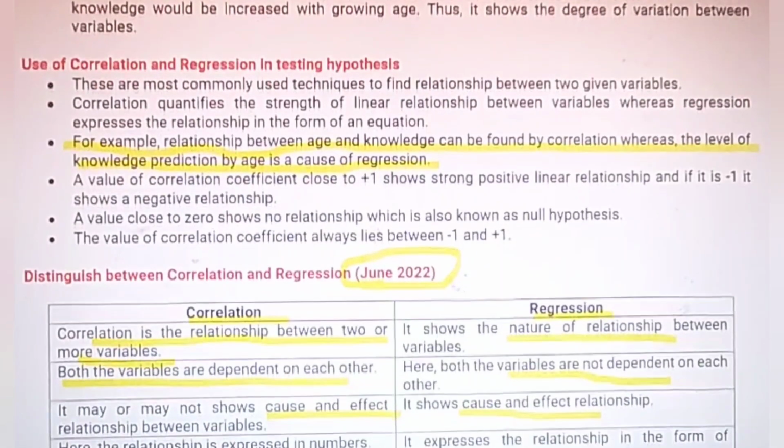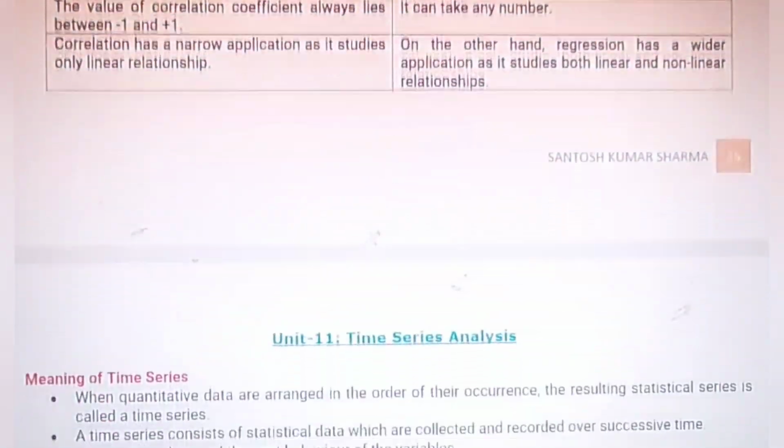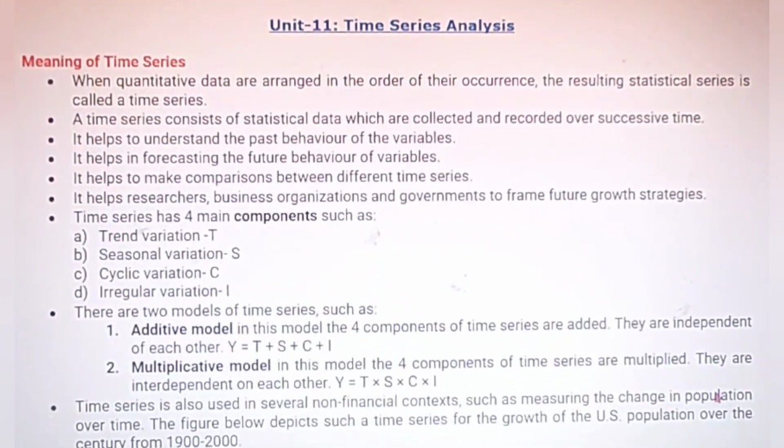So like this. Okay, let's move on to the next unit, unit 11, and this is on time series. Let's try to understand the meaning of this. When quantitative data are arranged in order of their occurrence, the resulting statistical series is called a time series. It consists of statistical data which are collected and recorded over successive time. It helps to understand the past behavior of the variables. It also helps in forecasting the future behavior of the variables. It helps to make comparison between the different series. So like this.